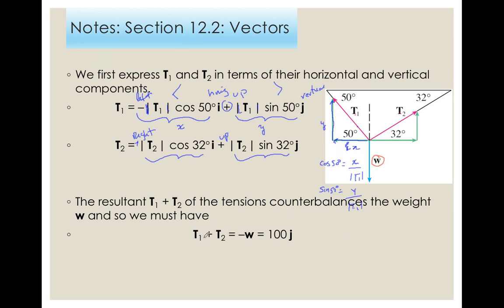So T1 plus T2 has to equal, counterbalance, the weight hanging down. The weight hanging down, what is that? It is 100. This is going down, this is 100 because the weight was 100. Its direction was 100 down. And now think of this, technically it's 0 I plus 100 down, because it's not going right or left any, it's going straight down, that vector.